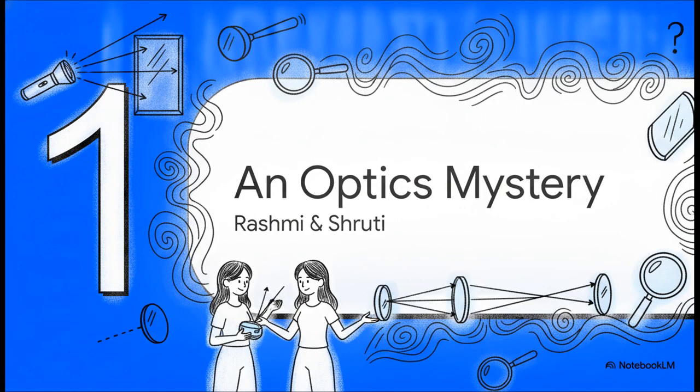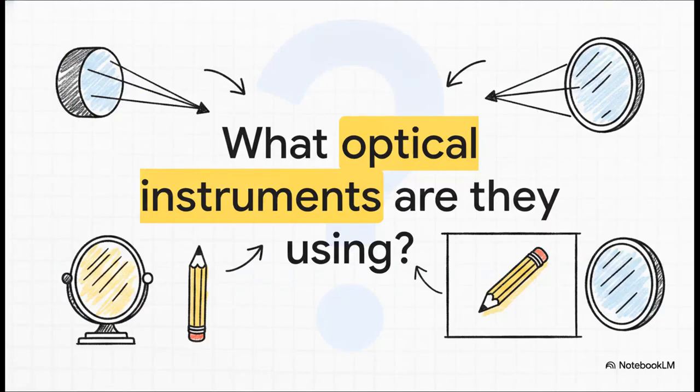So starting with Section 1, an optics mystery, we're going to look at Rashmi and Shruti's experiment. Picture this. We're in the physics lab with two students, Rashmi and Shruti. They both place a pencil exactly 10 centimeters away from their optical instruments. But here's where it gets weird. Rashmi looks through hers and sees an upright image of the pencil that looks like it's 20 centimeters behind the instrument itself. But Shruti is actually projecting an upside-down image of her pencil onto a physical piece of paper 15 centimeters behind her instrument. Same exact setup, totally different results. So what optical instruments are they actually using?